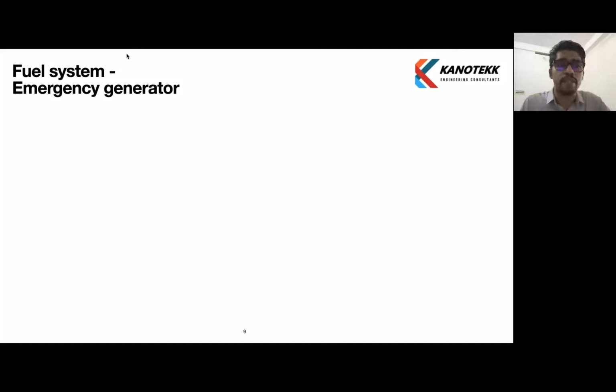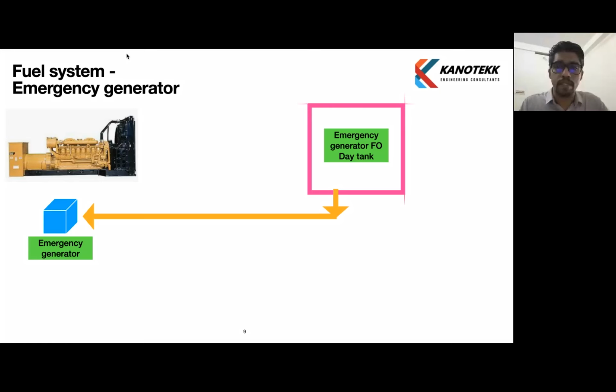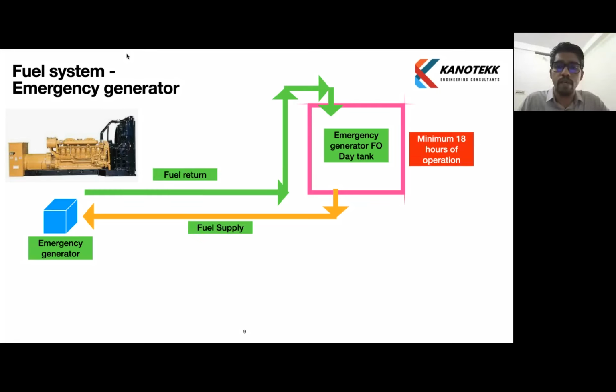Now we will see the fuel system for the emergency generator. The emergency generator takes suction from the emergency generator fuel tank. We earlier mentioned it will have storage for 18 hours of operation. This suction is given to the emergency generator and the return flows back to the same tank. So this is a simple operation. The emergency generator will be used during emergency situations, during a power outage or critical situations where the main generators are not operating.